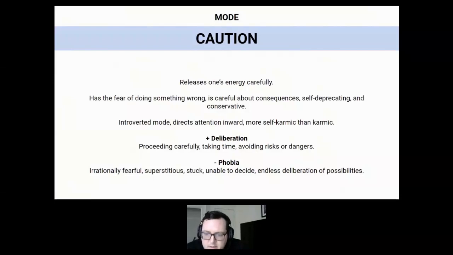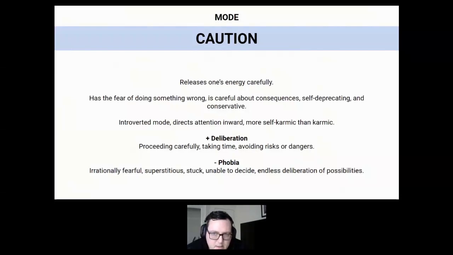In the positive pole, it's deliberation, where you're proceeding carefully, taking time, avoiding risks or dangers. The negative pole is phobia: irrationally fearful, superstitious, stuck, unable to decide, with endless deliberation of possibilities. So in the positive pole, you're moving forward carefully, and in the negative pole, you're getting stuck in place and not able to move forward.